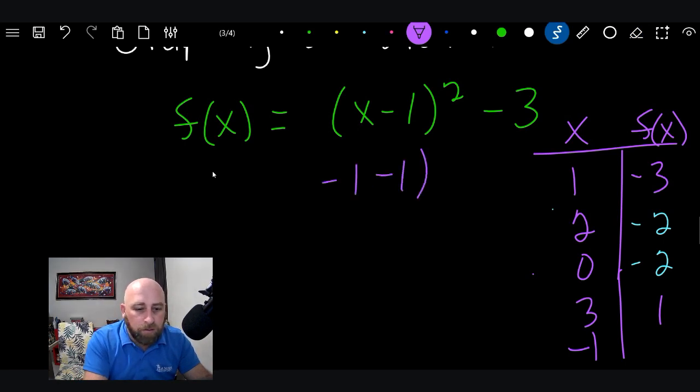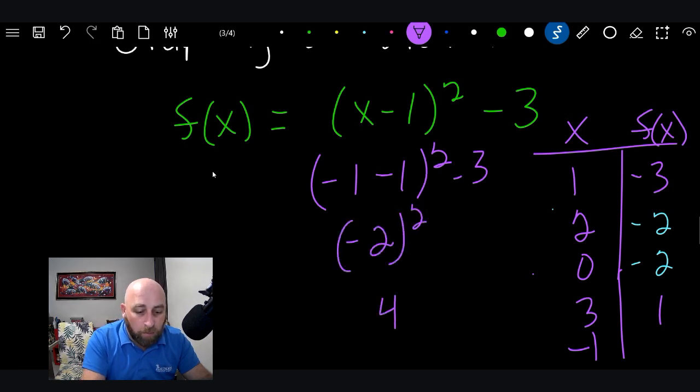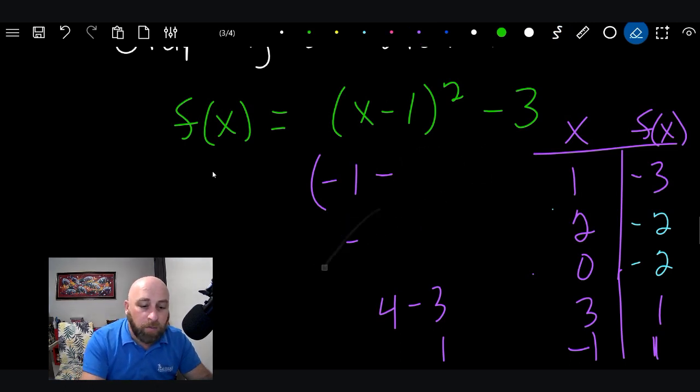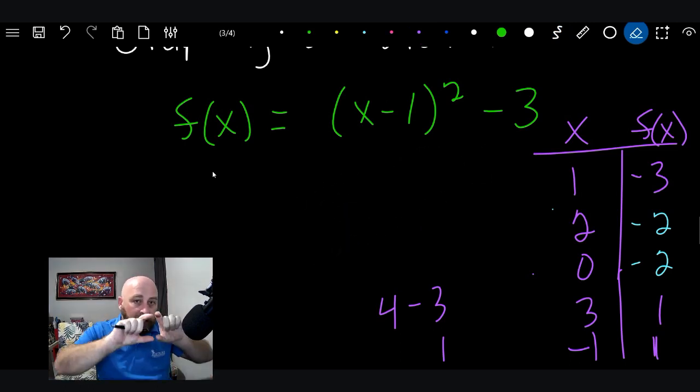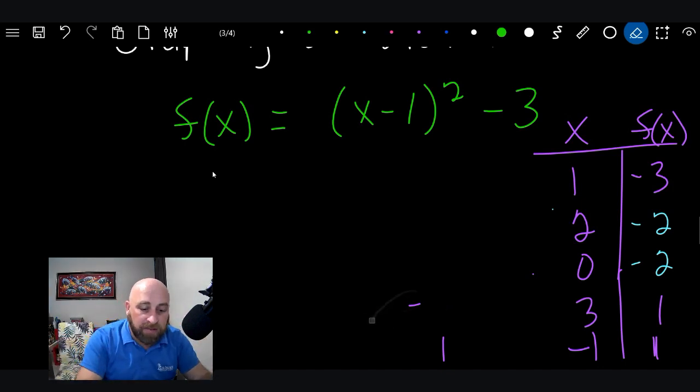Negative 1 minus 1 squared minus 3, negative 1 minus 1 is negative 2. Negative 2 squared is 4, minus 3 is 1. So this one's 1 again. And that's going to come out the same every time when you match them up. When you take the same number on both sides of the parabola, it's going to keep coming out the same.